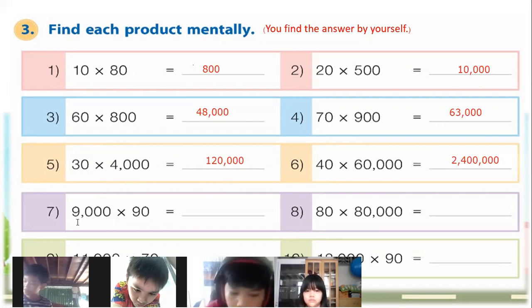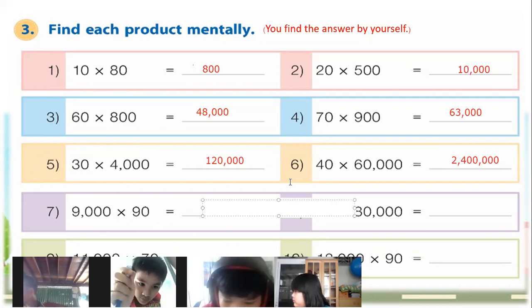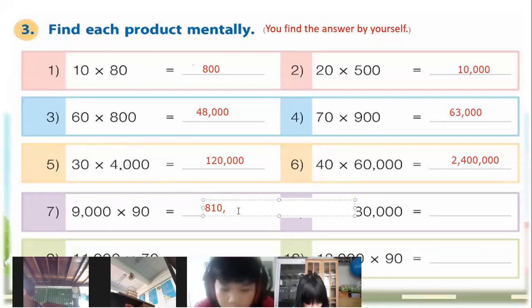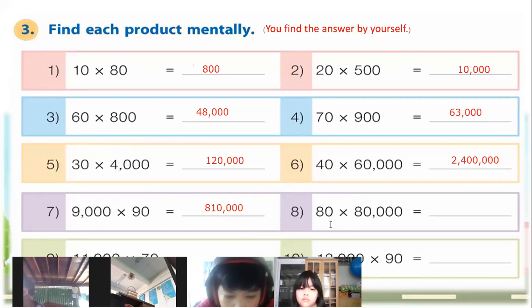We have 9 thousands multiplied by 9 tens. 810,000. That is the correct answer. Okay, now number 8. 8 tens multiplied by 80,000. That means 6,400,000. Okay, the last two I'm going to ask from one student each.